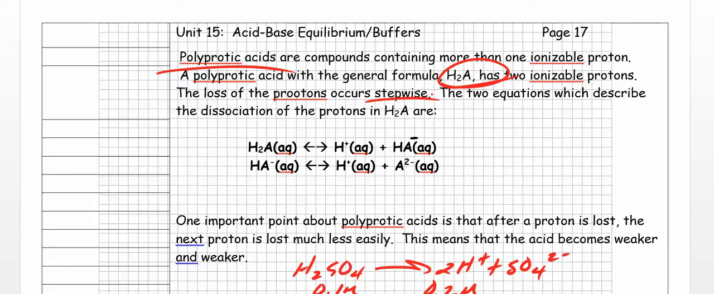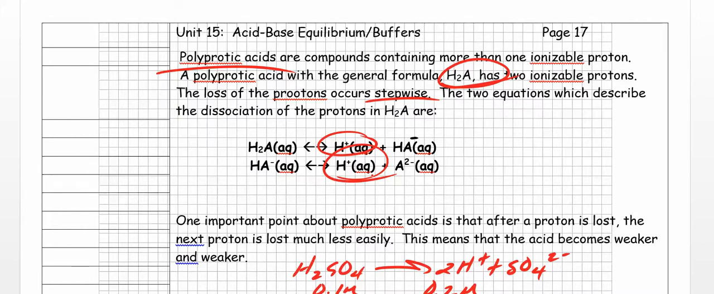So let's take a look at these two equations here. We have H2A, and it's going to dissociate into H plus plus HA minus. There should be a minus right there, folks. Fix it on your notes if it's not already fixed for you. So we've lost that first proton in that first step. But then the HA minus still has an ionizable proton on it. It's going to lose that proton in a second step. That H plus comes off in a second step. So we have to consider those two steps independently, right?